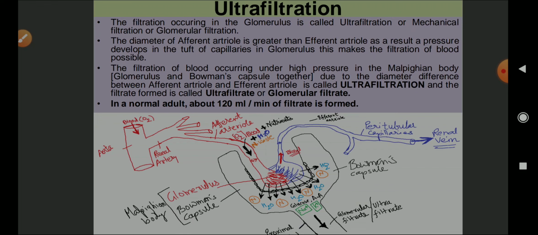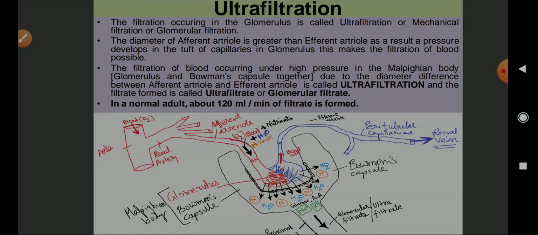The filtration occurring in the glomerulus is called ultrafiltration or mechanical filtration or glomerular filtration. The diameter of the afferent arteriole is greater than the diameter of efferent arteriole. So the pressure is created in the tuft of capillaries, and this pressure makes the filtration of blood possible. The filtration of blood occurring under high pressure inside the Malpighian body, that is glomerulus and Bowman capsule together, due to the diameter difference between afferent arteriole and efferent arteriole, is called ultrafiltration. And the filtrate that is formed after the process of ultrafiltration is known as ultrafiltrate or glomerular filtrate.